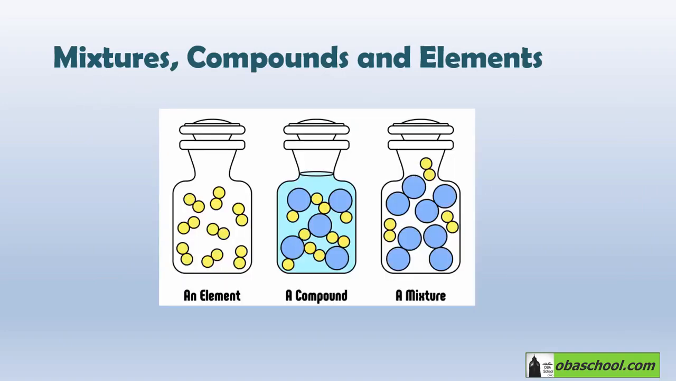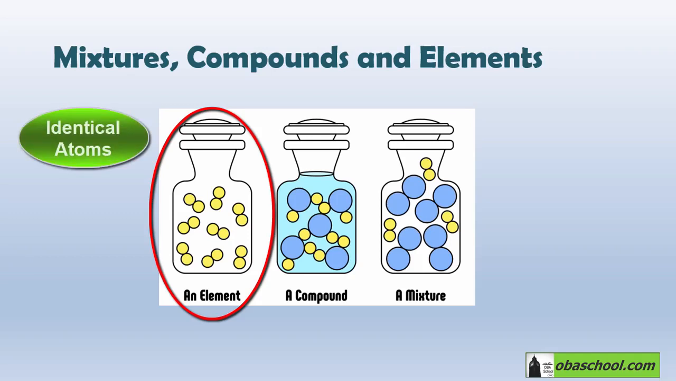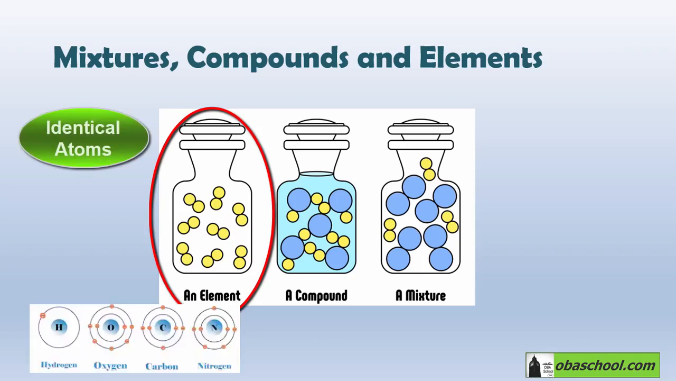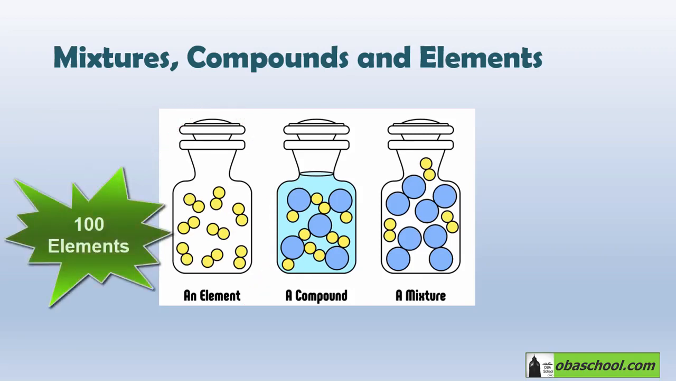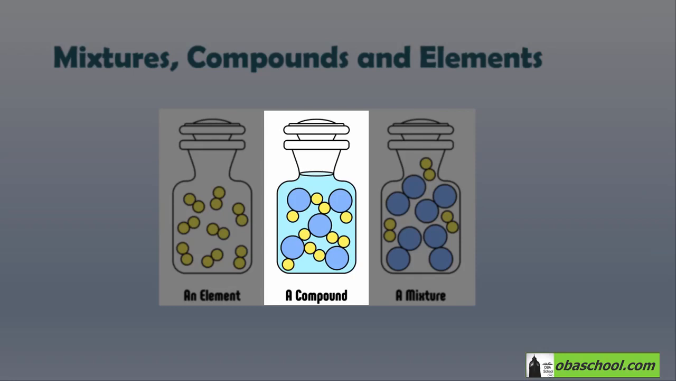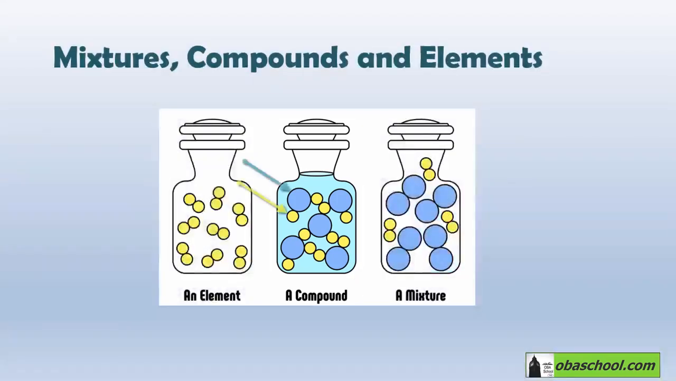As we can see, an element is a group of atoms which are identical. For example, we may have oxygen, nitrogen, calcium, or any other element. So, we have around 100 elements. When different elements are bonded together, they form a compound. As you can see, we have here these two elements, the blue one and the yellow one, and they are bonded together with chemical bonds.